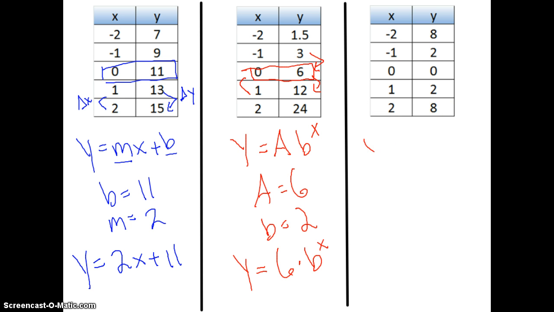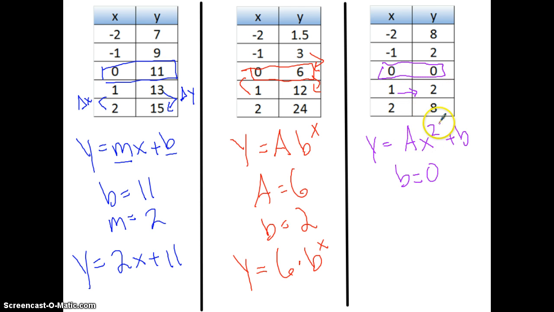The parent function for that is ax squared plus b, where a is the multiplier, which makes it wider or narrower, and b is the place that it starts. This one starts at 0. And the multiplier is a little bit more difficult to figure out. If x is 1, then the multiplier here is going to be 2 to turn 1 into 2.